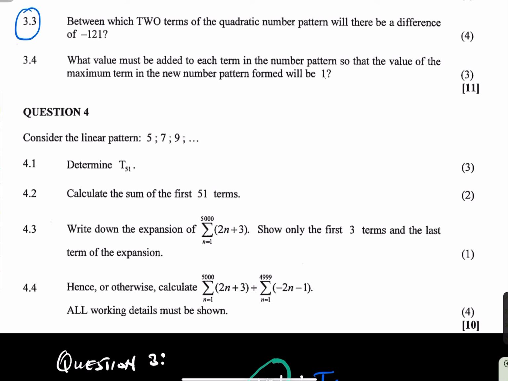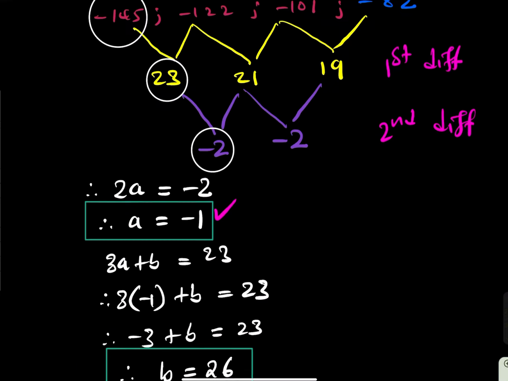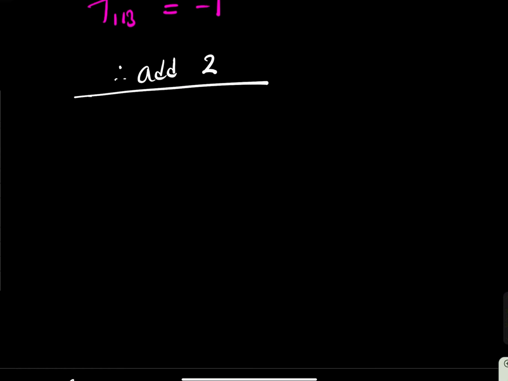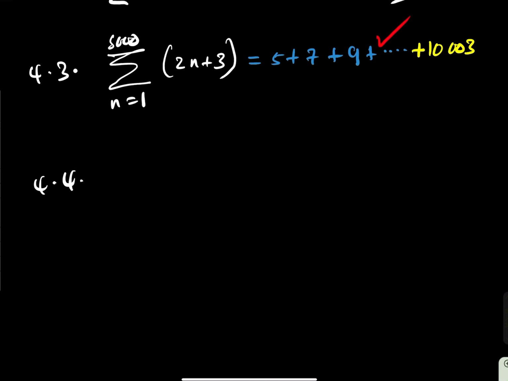Oh, it's the last question. Thank you for that. So they are saying "hence or otherwise, calculate" that. The first one is actually the one that we know the expression of, so we just need to get this one now. That is the sum for n from 1 up until 4,999 of minus 2n minus 1. Let me just say it's the sum of those two sigma notations.